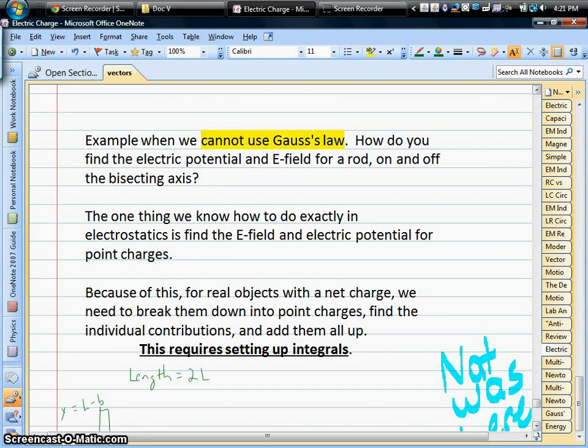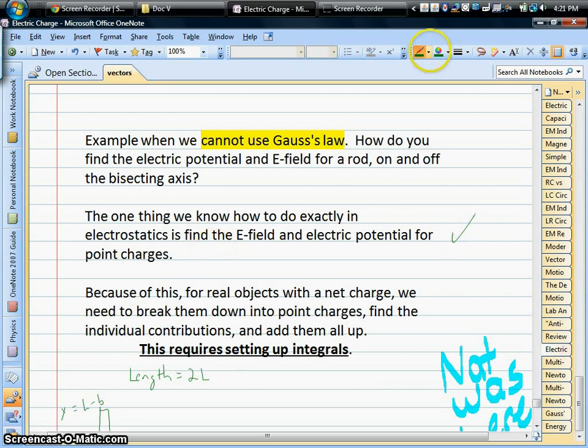Okay, we're back. We're doing some electrostatics, and in particular, we're doing some of the tougher problems that students tend to run into. These would be cases where you have to find either electric fields or electric potential, not for shapes where you can use Gauss's law, spheres, cylinders, plates, but rather just sticks, everyday objects that could have a net charge and are a little trickier to figure out. And the reason for that is the one thing that we know how to do is basically find electric fields and electric potentials for point charges.